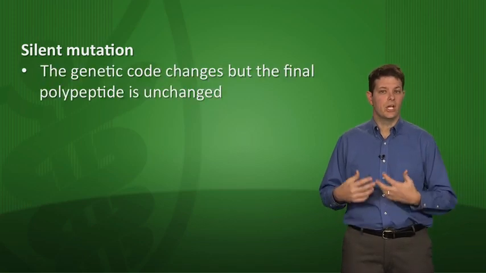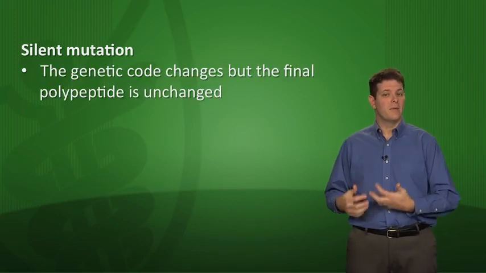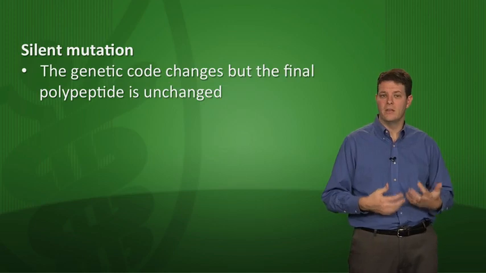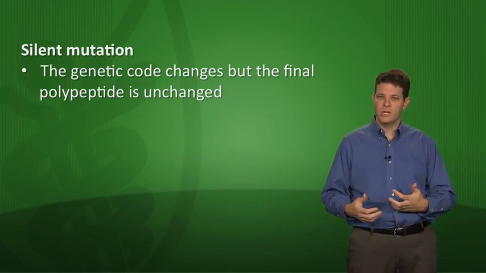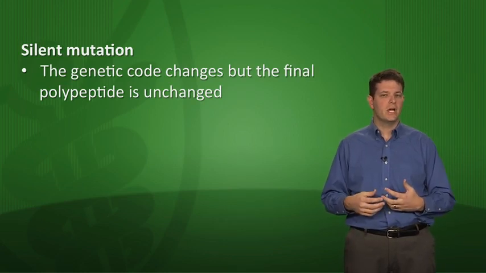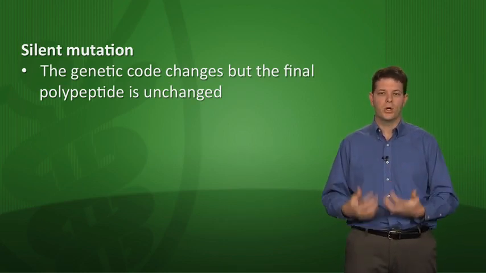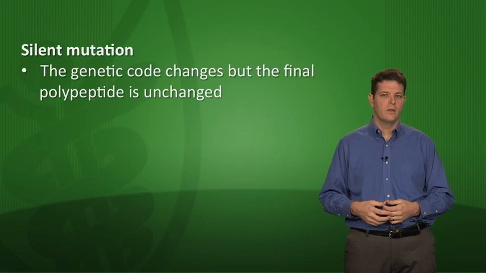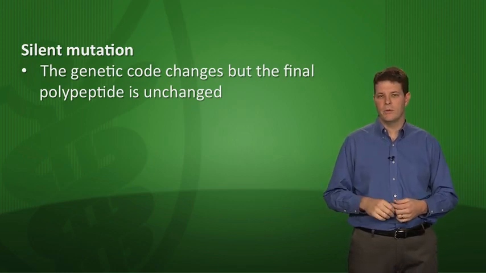Now let's talk about some different ways that genetic mutations can occur. You can have a silent mutation where the genetic code changes, but it still codes for the same amino acid, so the final polypeptide is unchanged. So there's a mutation, but from a functional perspective, it's silent. This is possible because the genetic code is redundant, and there are multiple codons for most amino acids. It's often the third base in the codon triplet that's variable.